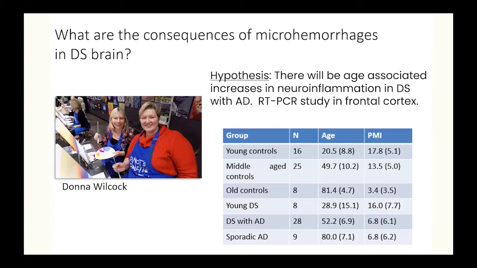So what we did is I was able to provide her with frozen tissue, again for frontal cortex, and ask me why I always do frontal. I was able to give her some young controls, middle-aged controls, and old controls, kind of the same design as I just described. And then 8 brains of people under 40 years of age without AD pathology, lots of brains with AD pathology, and some sporadic AD cases.